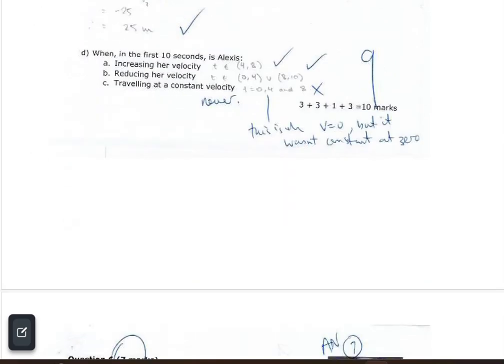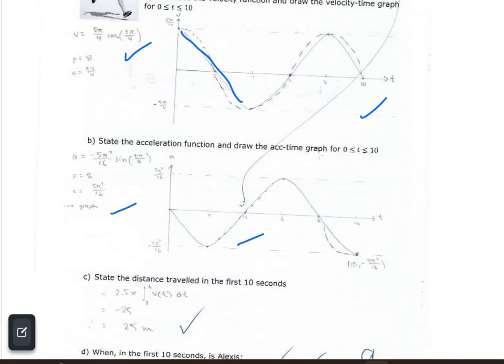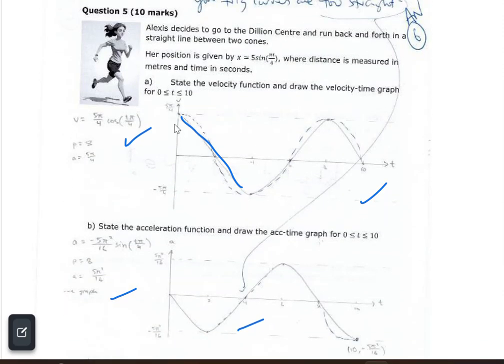25 is correct. And I think that it is never travelling at constant velocity because the velocity is always changing. I would be looking for a horizontal line. I'd also be getting an expression that had no t in it.